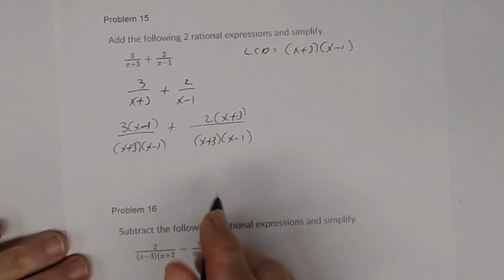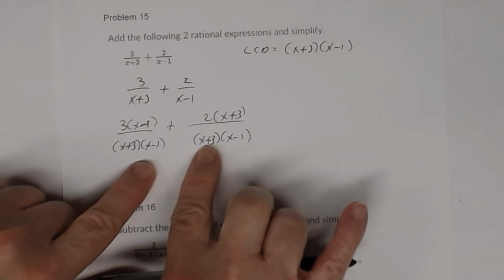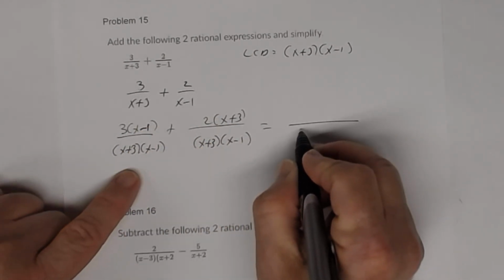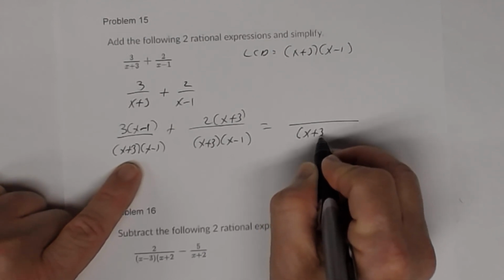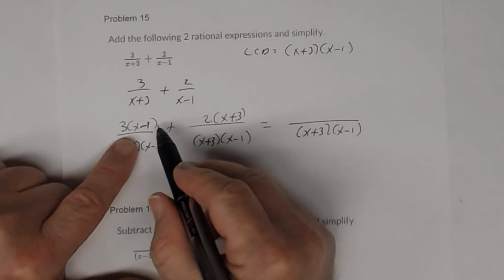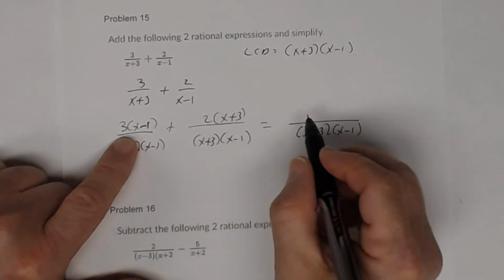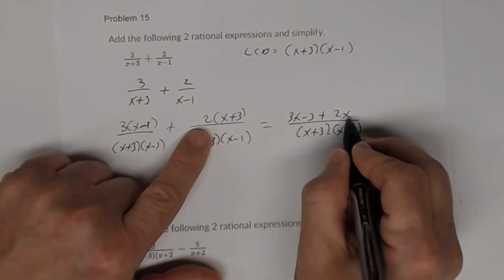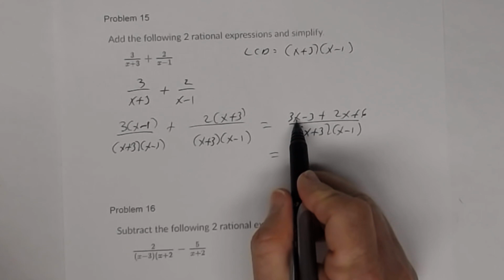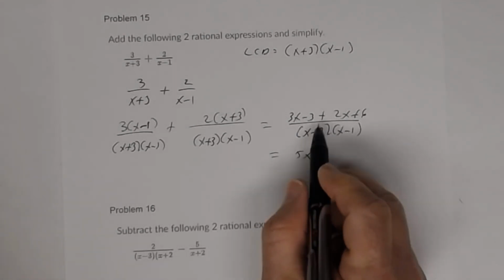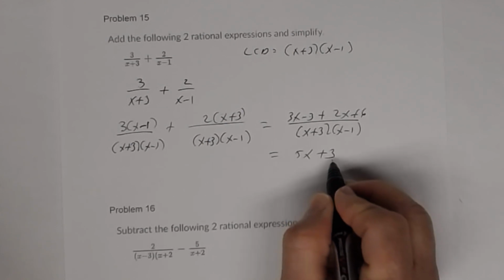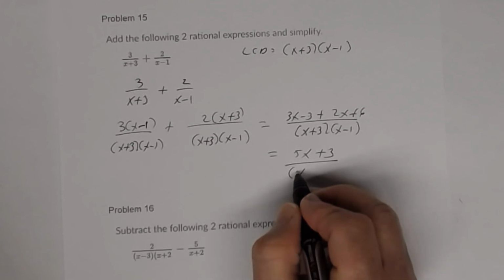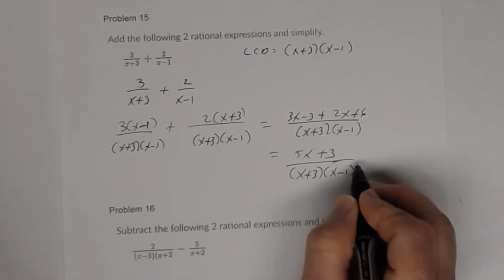Okay, now the next thing to do is, since these two fractions have that same denominator, you're going to write them both as one fraction. So x plus 3 times x minus 1. And then the numerator, let's go ahead and distribute. You get 3x minus 3, plus, and then the same thing here, 2x plus 6. And then combining like terms, 3x and 2x is 5x, a negative 3 and a positive 6 is a positive 3, all divided by, and then leave the denominator factored. Don't multiply it out. So leave it as x plus 3 times x minus 1.